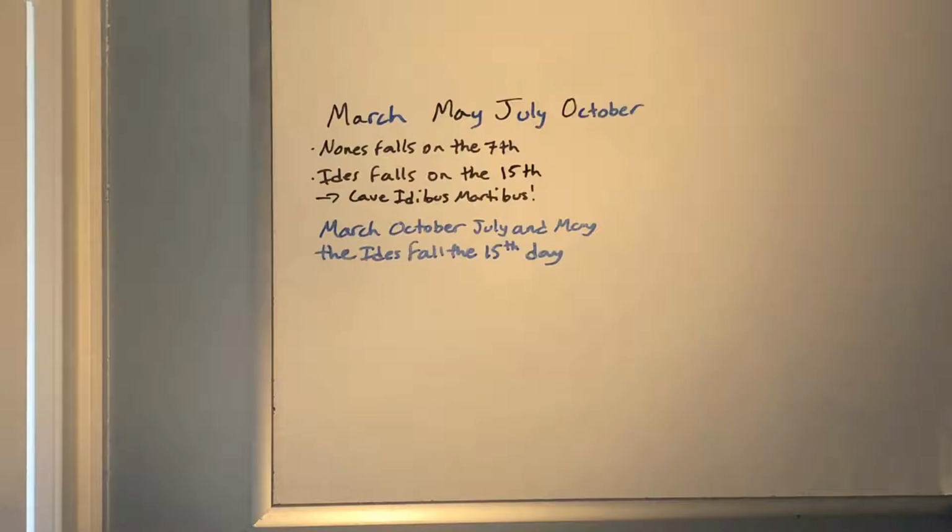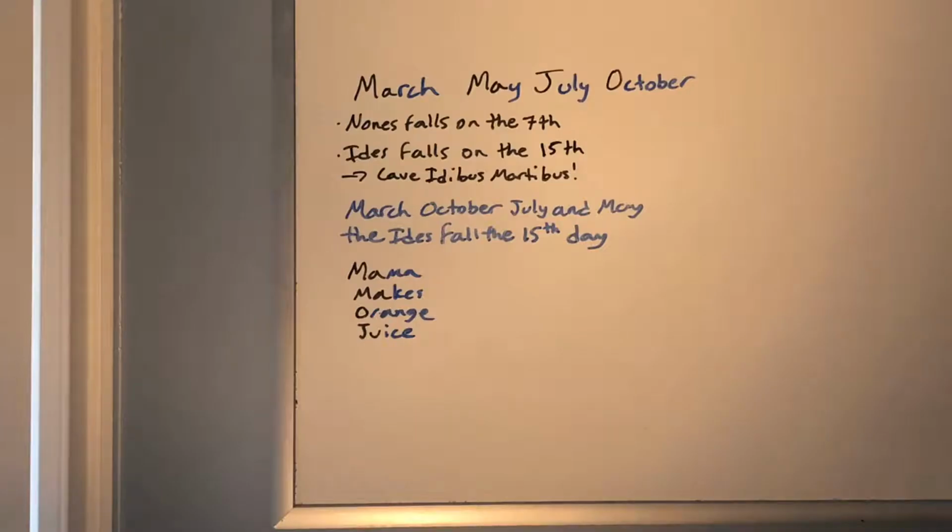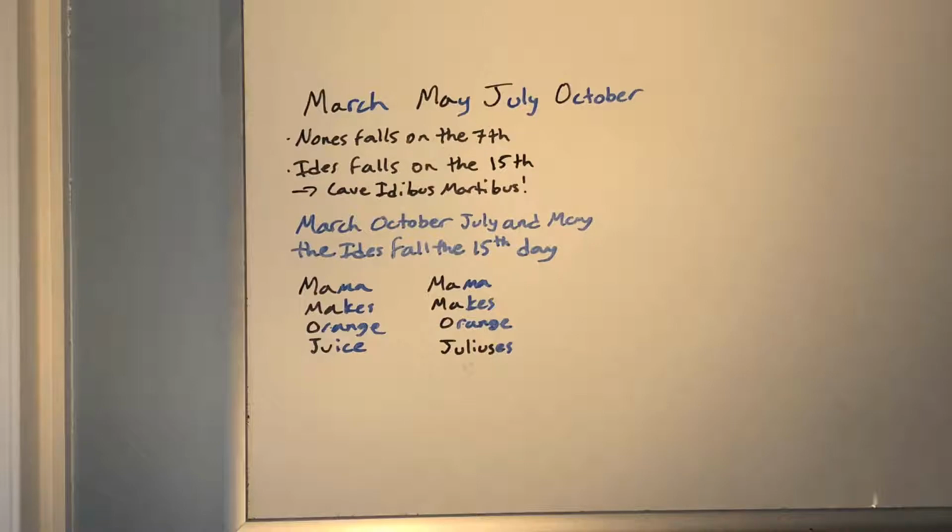Another one is a rhyme: March, October, July, and May, the ides fall on the 15th day. And then there are a couple of other ways, which is Mama makes orange juice or Mama makes orange Julius's. Whichever one you prefer. I made Mama makes orange Julius's, so it'd make me very happy if people started to say that. I also think it's actually good because it reminds you that it's July and not June. So whatever works for you, just make sure that you can remember those months.